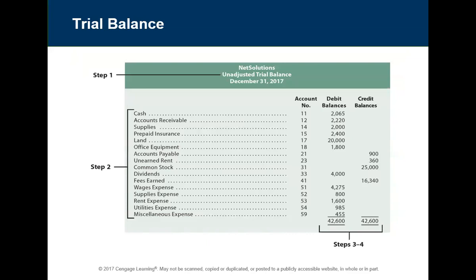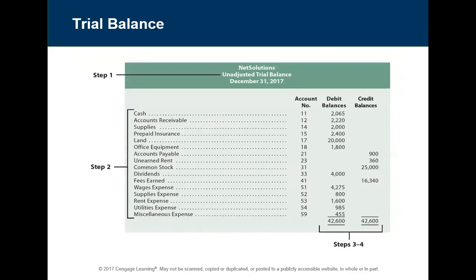So step one, we put in our header. Step two, we list all of our accounts. As you can see, these are in chart of account order. So I just list them straight from my ledger, actually. I'm just going to put cash. And then again, I'm going to put their account numbers in and their ending balances.